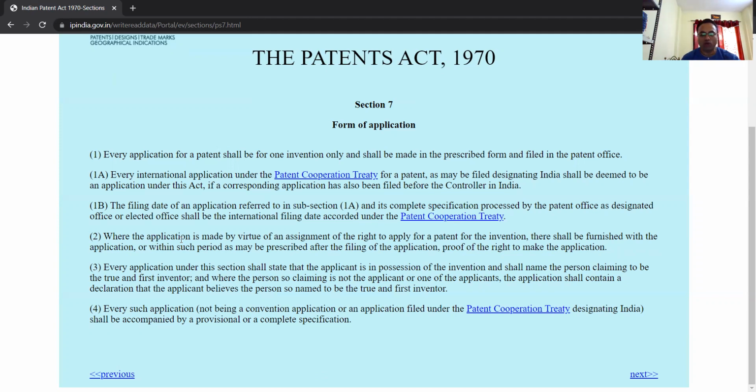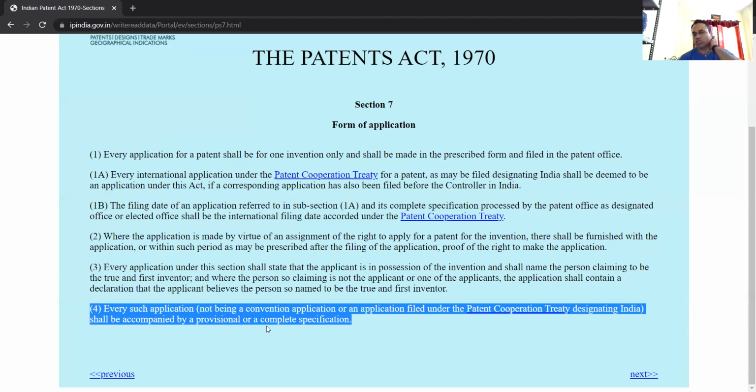So just have a look at form 1 and what are the things that are required to fill, and then everything will become clear for section 7. Every such application, not being a conventional application or application PCT, shall be accompanied by a provisional or a complete specification. So when you file application, then provisional or complete specification means form 1 and form 2 have to be filed together. So form 1 is the application, and then form 2 is the complete specification or provisional specification that is mentioned there. So in paper 2, whenever we need to answer writing the complete specification with the claims and title abstract, this means that we understand what are the elements of form 2 that need to be filled.